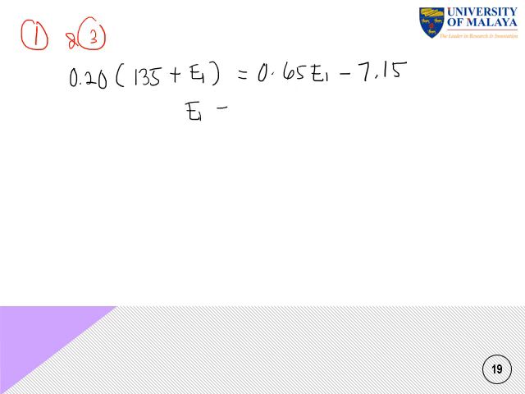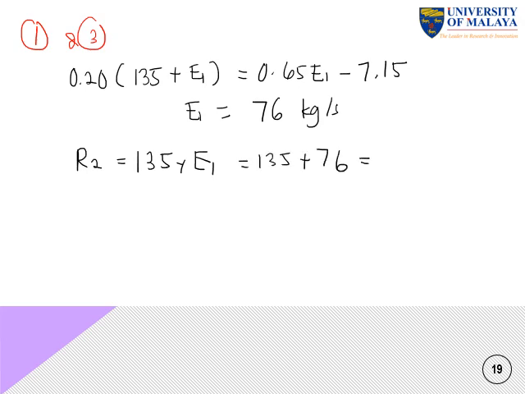I don't need to go into the details of this. From my calculation, I get 76 kilogram per second, but some of you may get 75 depending on the rounding up of the numbers you got before. So I got E1 equals to 76 kg per second. Then I can get R2 because R2 is essentially 135 minus E1, oh no, plus E1. So 135 plus 76 is 211 kilogram per second.